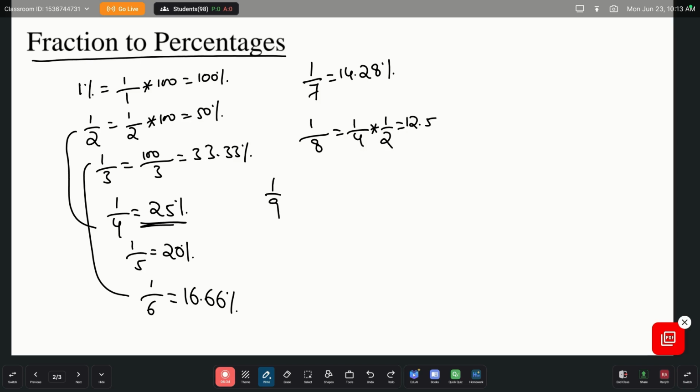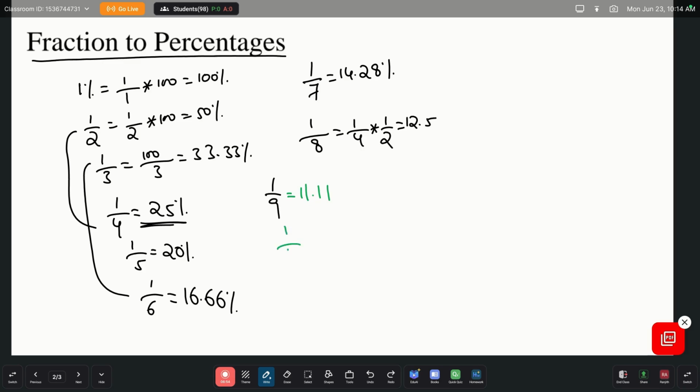1 by 9 equal to 100 by 9. How many times can we divide, in the sense? 11 nines are 99. If I put a point, we get 10. Again, 11 ones. So 1 by 9 will be equal to 11.11.